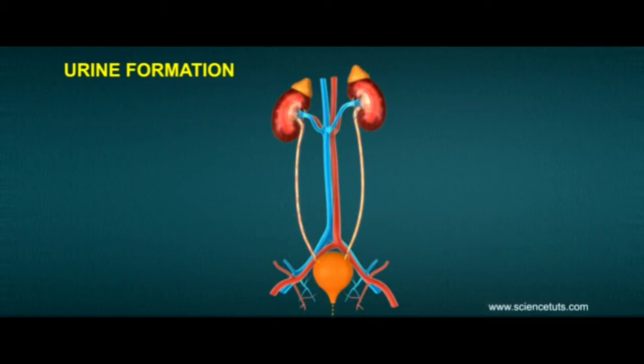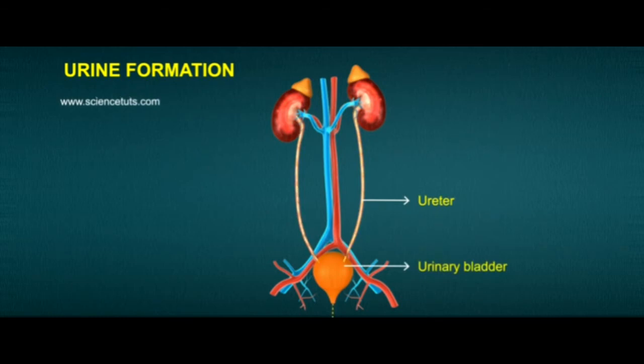Smooth muscle, that is involuntary muscle, in the walls of the ureter produces peristaltic movement which propels urine into the urinary bladder. The urinary bladder is a muscular sac and opens to the outside through the urethra. At the junction of the bladder and urethra is a sphincter.